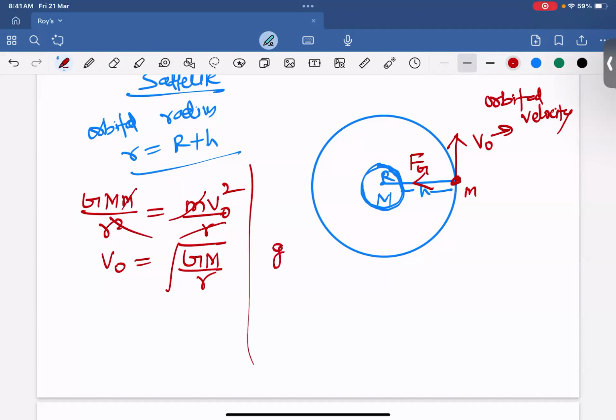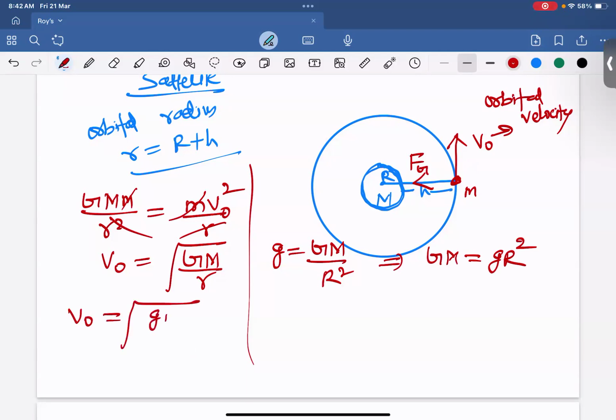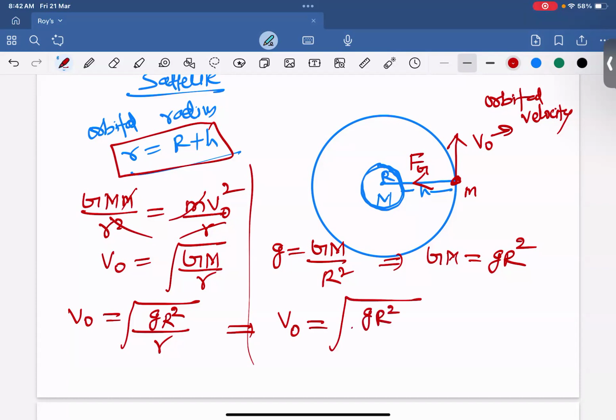As before I said, small g is equal to capital GM by r square. So capital GM you can always replace with small g R square. That means this v naught will also be, we can say, under root small g R square by r. Here, what is small r? I told you small r is capital R plus h. That means the formula for orbital velocity will be under root small g R square divided by R plus h.